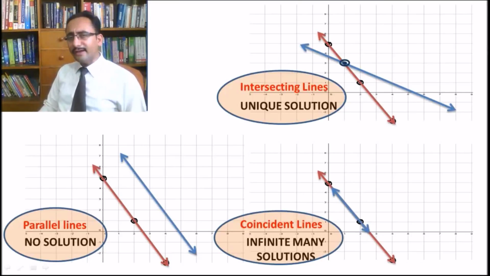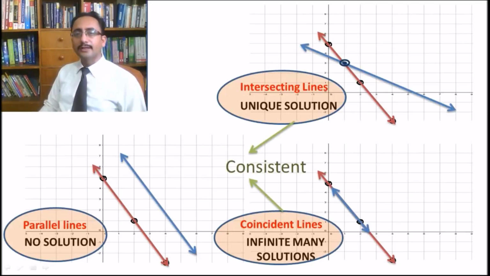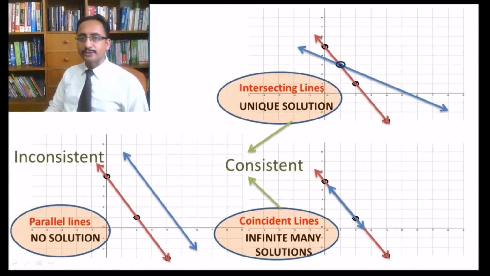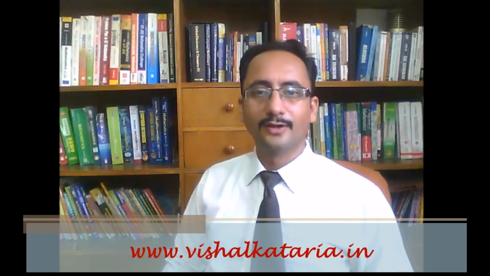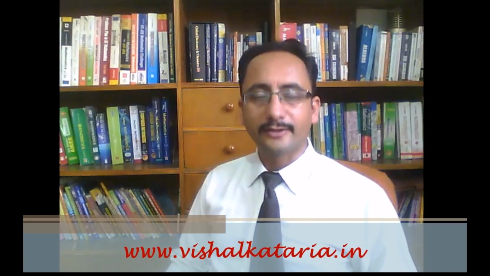If we get either of these two situations, we call the solutions consistent. So whenever there are intersecting lines or coincident lines, meaning a unique solution or infinitely many solutions, we will have consistent solutions. And if the lines do not intersect, that is, they are parallel, meaning there is no solution, we call that inconsistent. So in the case of parallel lines, we will have an inconsistent solution. This is how we find solutions of a pair of linear equations by the graphical method.